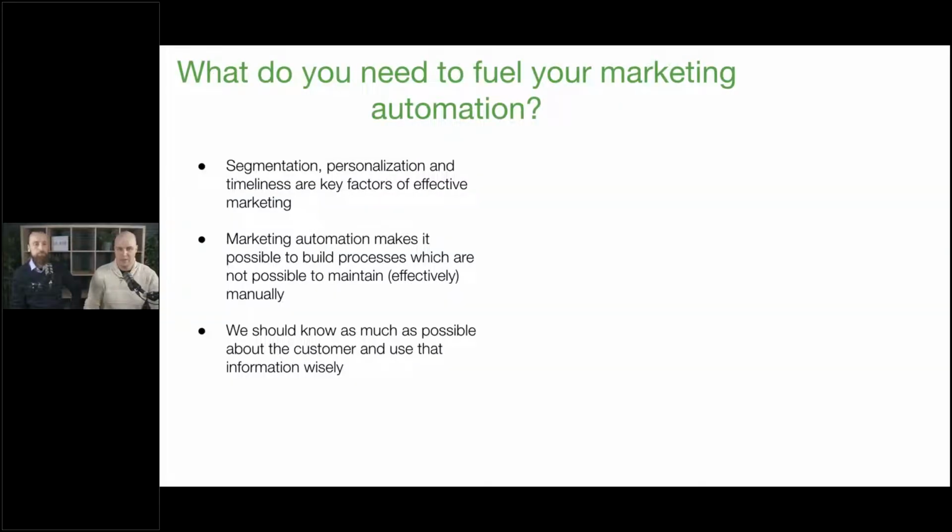So I'm a marketer myself, so tell me and the watchers, what do I really need to fuel up my marketing automation? Yeah, the way I see it, the segmentation, the precise personalization and the timeliness of your messages are the key factors to get marketing activities really effective. And marketing automation makes it possible to reach these targets. It makes it possible to be at exactly the right time with your messages and personalize correctly. So it's not possible with manual activities.